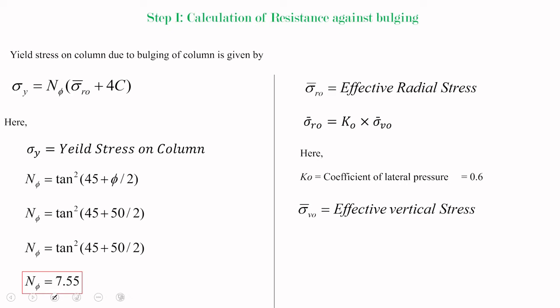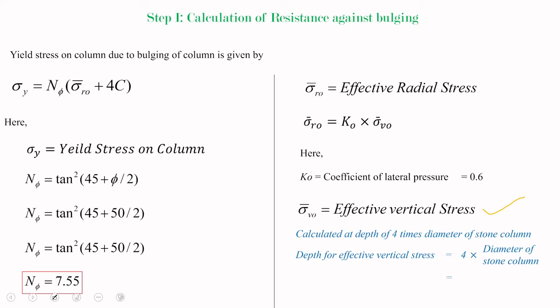What is sigma v0 bar? This is the effective vertical stress. How can we calculate it? Calculate it at a depth of 4 times the diameter of the stone. We know that the diameter of the stone is 0.9 meter. So the depth for effective vertical stress will be 4 into 0.9, which is 3.6 meter.